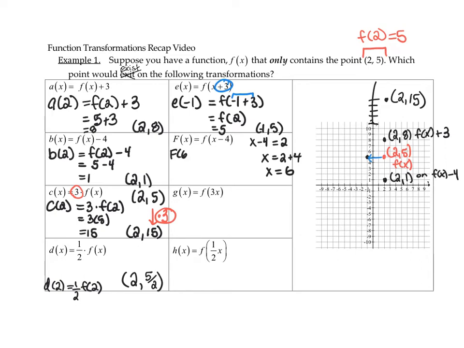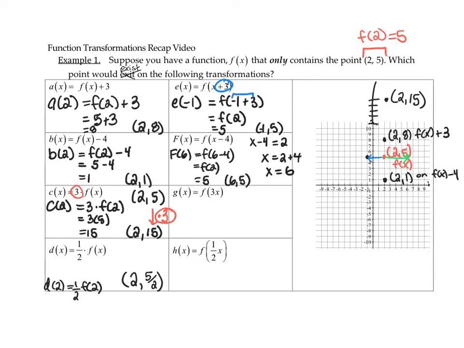So I can do capital F of 6 equals f of 6 minus 4. 6 subtract 4 is 2, and then f of 2 is 5. So the ordered pair is 6, 5. So 6, 5, I'm kind of running out of room here, is right there, and that is a shift 4 units to the right relative to the original point.